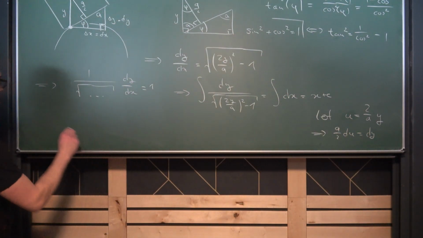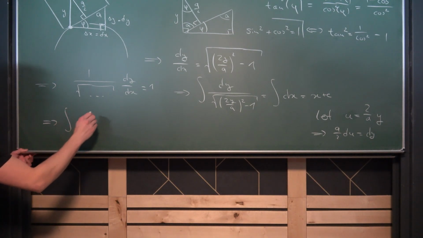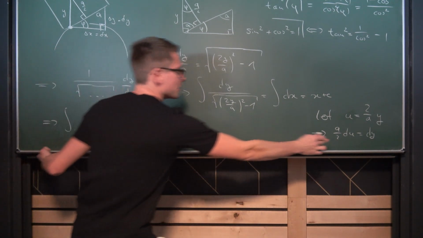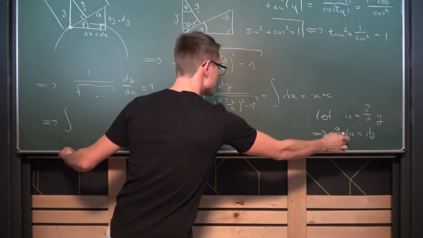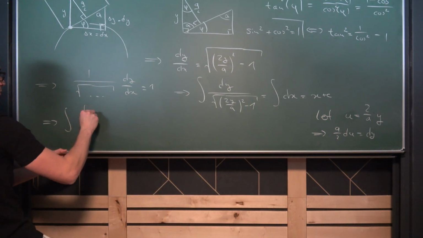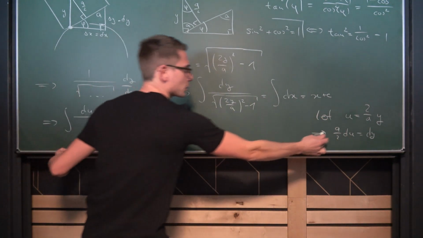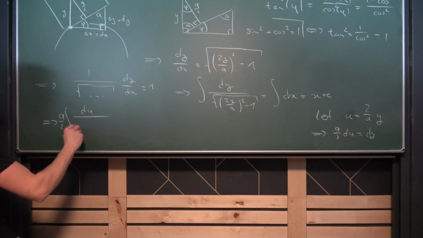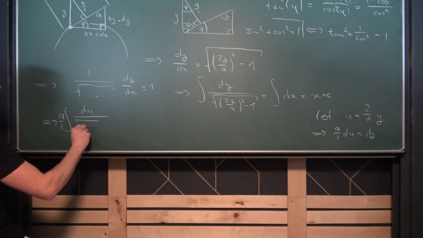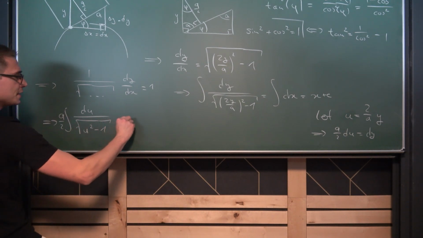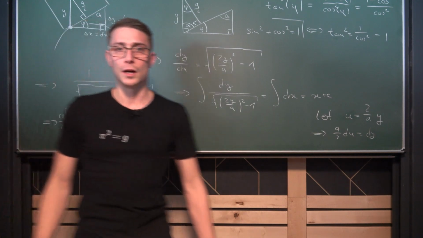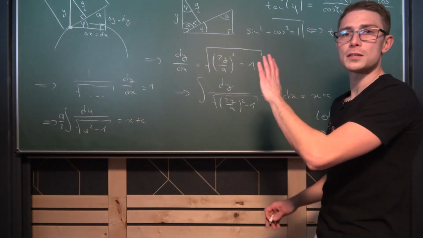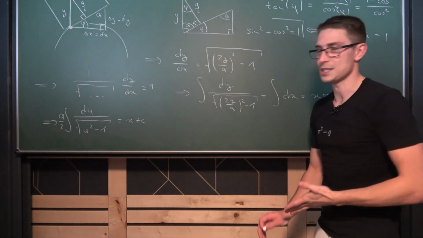By plugging all of this in, what we are going to get for now is the integral of, and we substitute the dy for this. Our differential du is going to stay here. By the linearity of the integral, we can bring the a over 2 to the outside. So let's just clean it up a tiny little bit. Square root of u squared minus 1 is equal to x plus c. And now we can just go ahead. This is already so much easier.